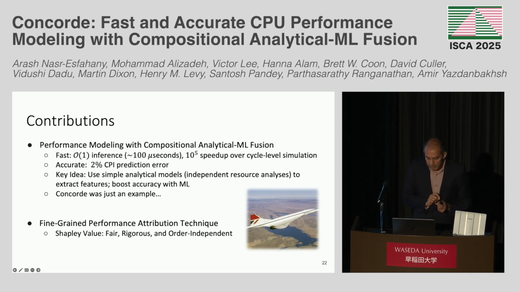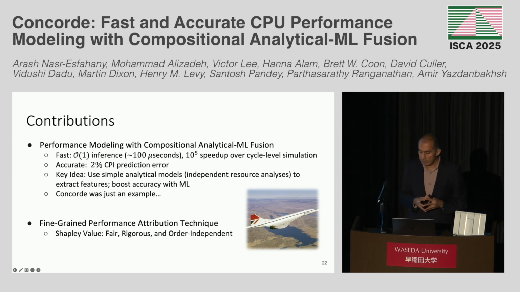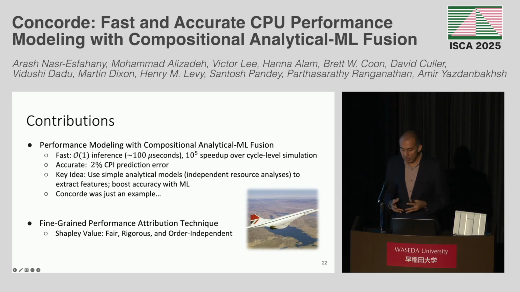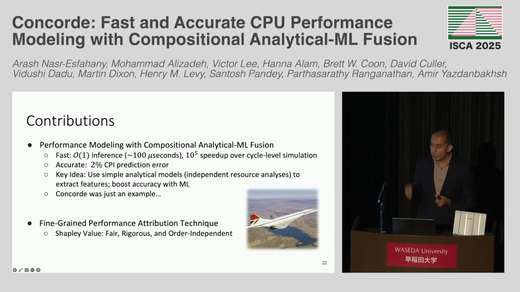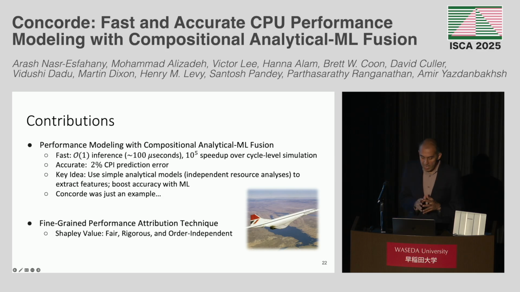So let's summarize. The key takeaway of our work is decomposing performance modeling into simple analytical estimates for each microarchitectural component, and then fusing them back together with a lightweight ML model to capture higher level interactions. It turns out to be a very powerful approach. It gives us a model that is extremely fast, with constant time inference that takes about 100 microseconds, and highly accurate, with only 2% CPI prediction error.